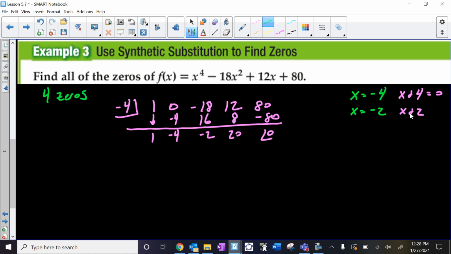We also want to take out a factor of x plus 2 from this. We want to break it down as much as possible. So I'm going to take out a -2 and do synthetic again. 1, this gets us -2, -6, this now gets us 12, 10, -20.